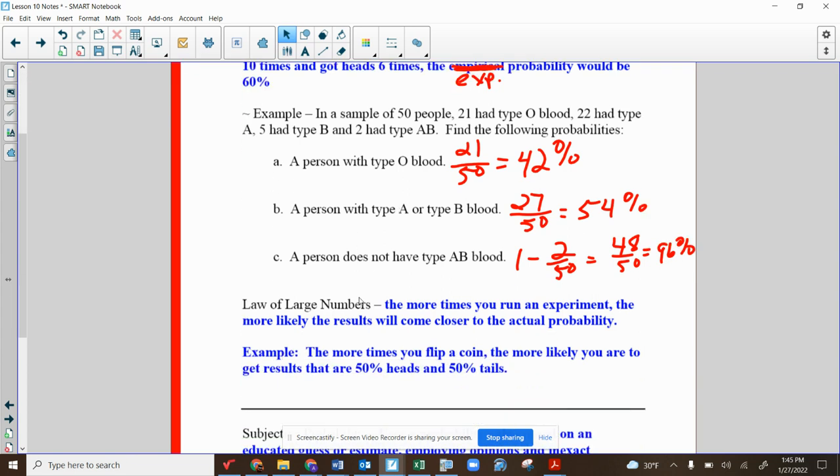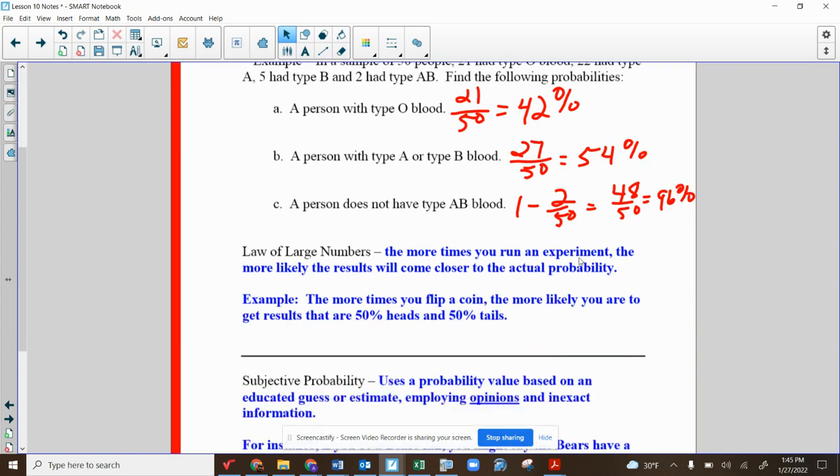All right, a couple of last things here. Law of large numbers. The more times you run an experiment, the more likely the results will become the actual probability. So, if I flip a coin 2 times, there's a real good chance that I'm going to get both heads or both tails. And if I flip it 10 times, how likely is it that you're going to get 5 of each? You might. There's a good chance that you won't.